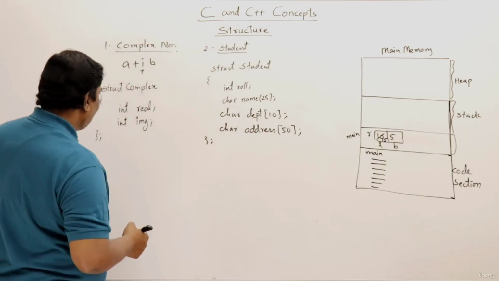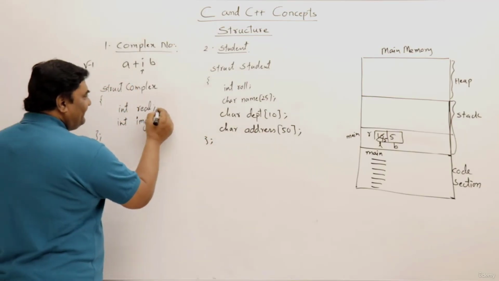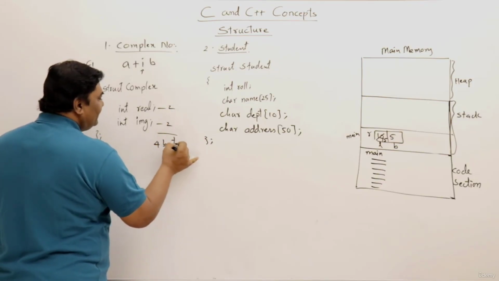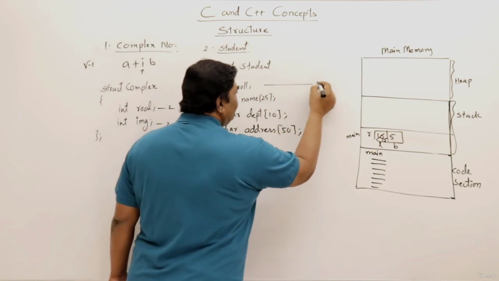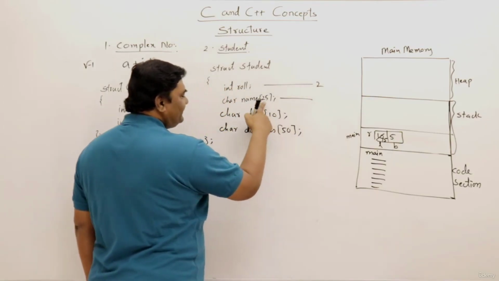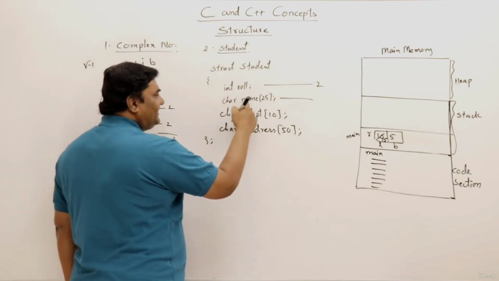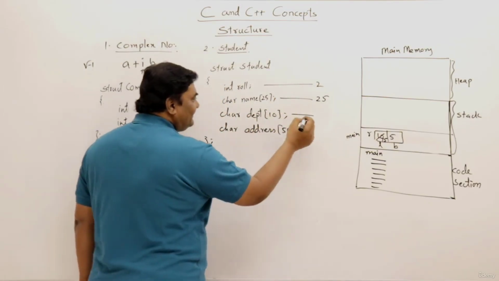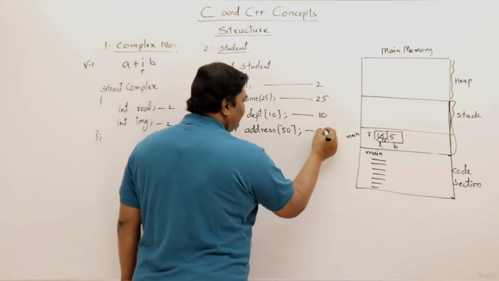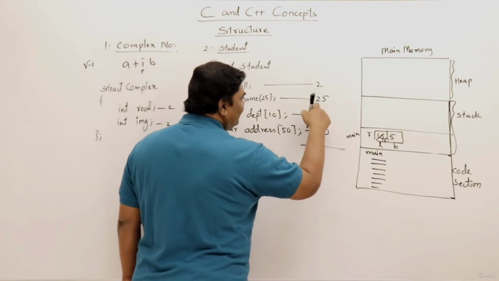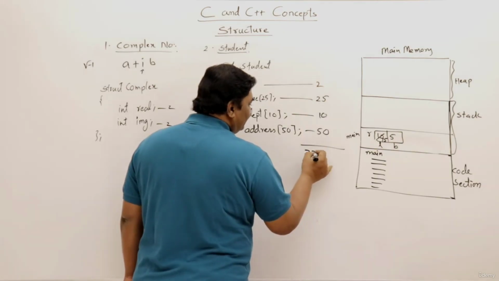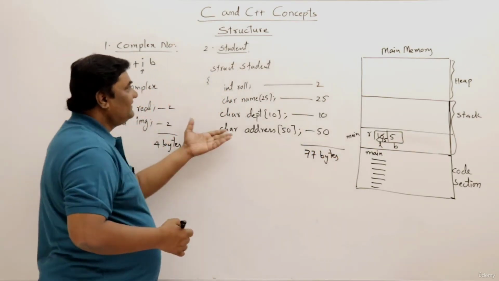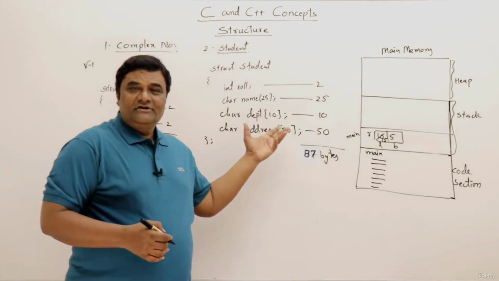Now, if I calculate the amount of memory it's taking, like if I say this is 2 bytes and 2 bytes, so this is taking total 4 bytes. And if I take this one, this integer is taking 2 bytes. So this is character type, 25 characters take 25 bytes because character takes just 1 byte. And this is 10 bytes, and this is 50 bytes. So this is 60, 75, 77. So this is taking 77 bytes. So this is another example. This is just for a student.